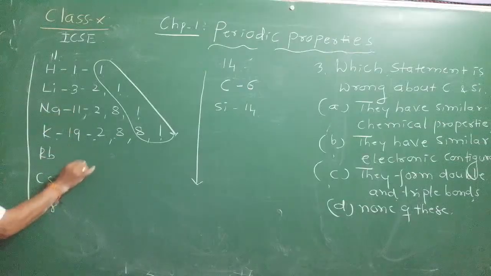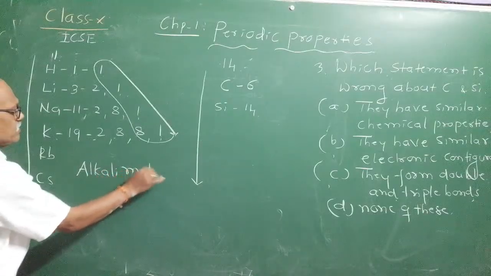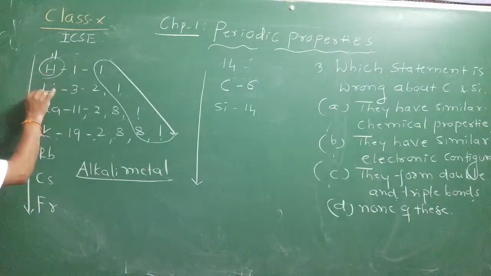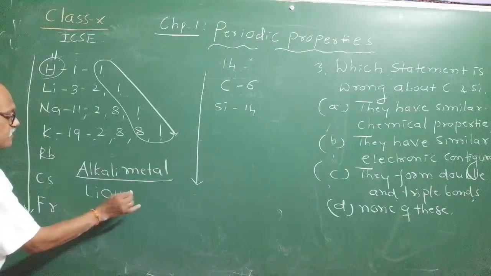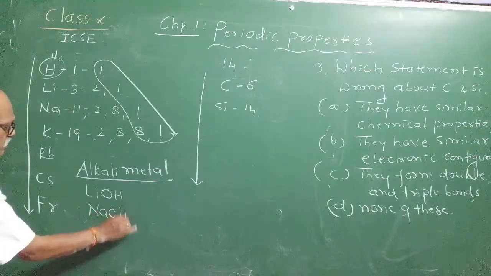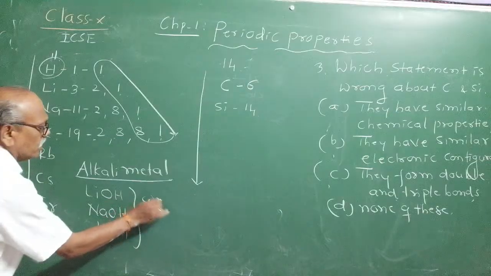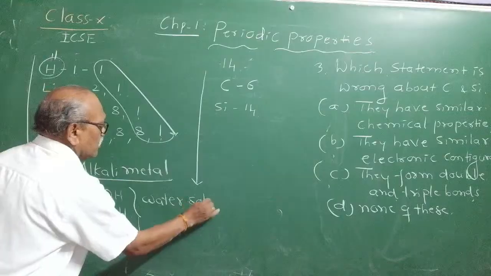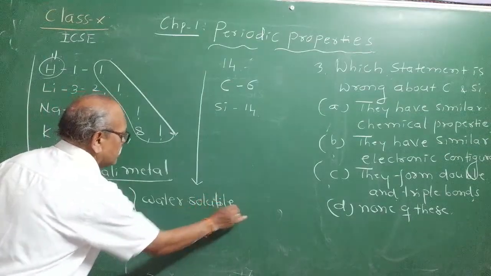Therefore, group 1 elements we call alkali metals. What are they called? Alkali metals. Why are they called alkali metals? Because except hydrogen, the rest of them, when put in water, form respective water soluble bases: lithium hydroxide, sodium hydroxide, potassium hydroxide. Observe, they form water soluble bases. Generally, most of the bases are less soluble or insoluble in water.